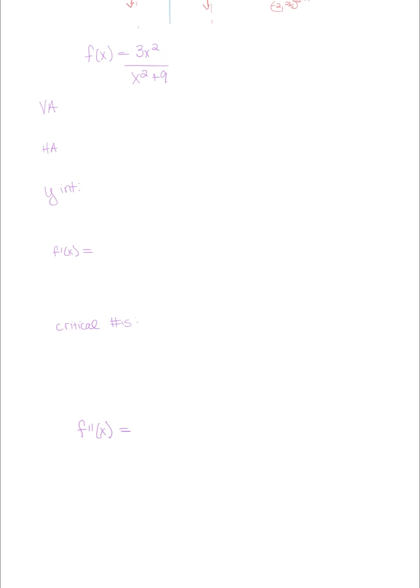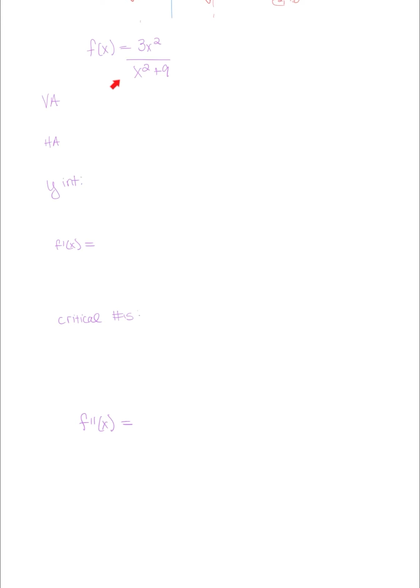Okay, so we have a function, 3x squared divided by x squared plus 9. Well, the very first thing we want to find is our vertical asymptotes. And our vertical asymptotes are what will make our denominator equal 0, which therefore makes our function undefined. So these are domain restrictions that we're finding. So we set our bottom equal to 0, and we see that x squared equals -9, which we know is going to be imaginary.